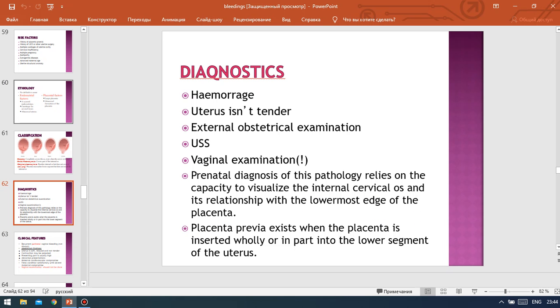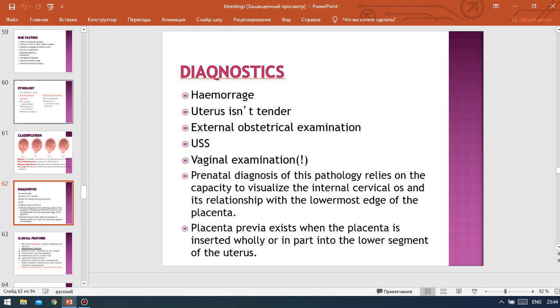The first sign is hemorrhage. The uterus isn't tender. Without any contractions, the patient has bleeding. The third is external obstetrical examination. During Leopold examination, we find soft tissue above the symphysis and we can't find the head, and it is a sign too. Then ultrasound investigation. Vaginal examination must be gentle and very careful, because during placenta previa our examination can be a reason for bleeding.